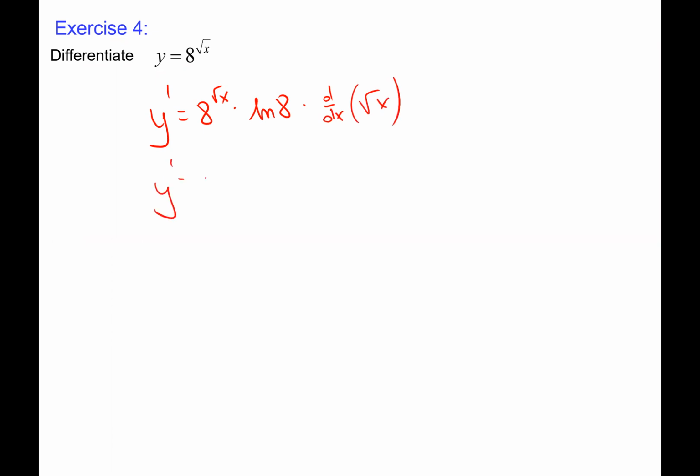Differentiate 8 to the power of root x. It's a general exponential function. Then the derivative is the same function times ln of 8, ln of the base, and times the derivative of the exponent, the derivative of the square root of x. 8 to the root x, ln of 8, part of the formula, and we just learned the derivative of the square root of x is 1 over 2 root x. And let's just leave it.